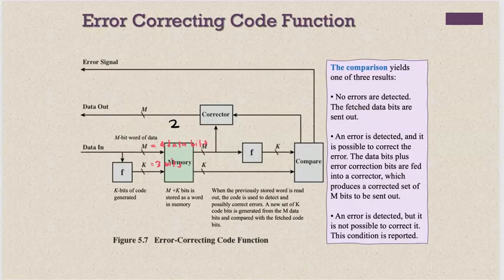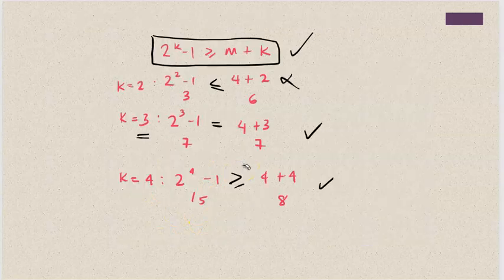Now m is your data bits and k is your check bits. Okay, so how do we store this m plus k? M plus k bits is stored as a word in a memory. So let's try to find out how to form this word.